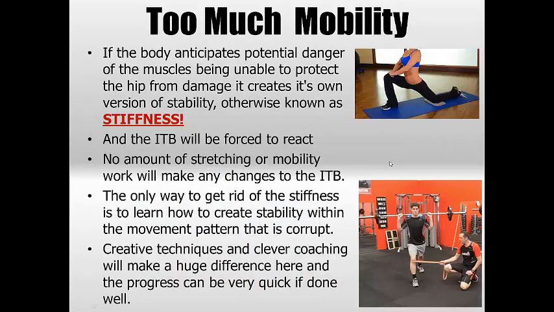Sometimes there's too much mobility, so we've looked at a lot of stiffness. Well, on the flip side of that is when someone has too much mobility. If that person's always overstretching, the ITB is going to be forced to react to this, sensing the hip joint's not stable enough, so it's going to tighten everything up. So no stretching or foam rolling is going to make any difference here. The only way to get rid of the stiffness is to learn how to stabilise. You actually need to stiffen up to loosen up in a way.